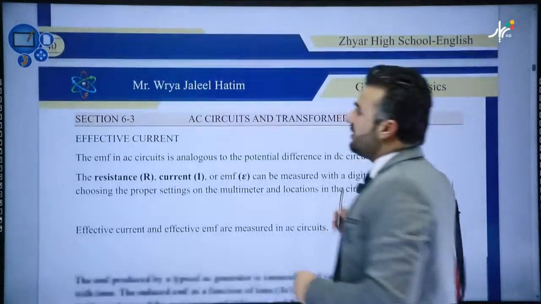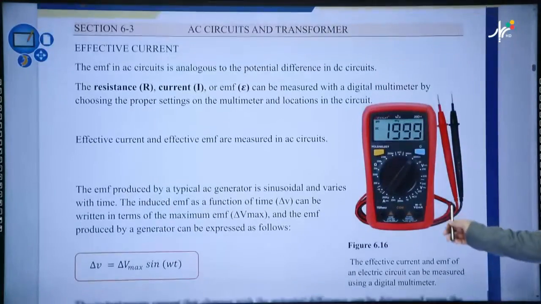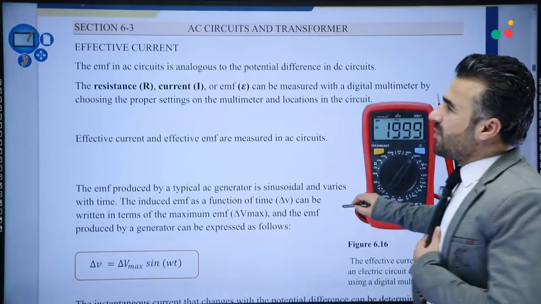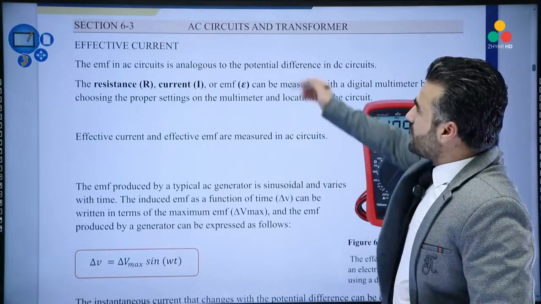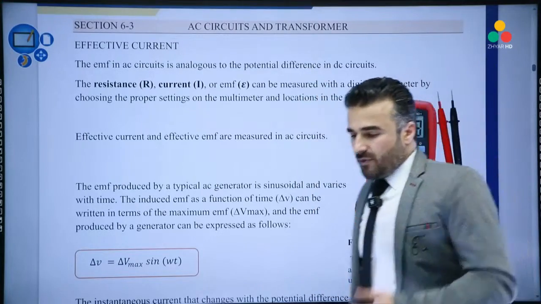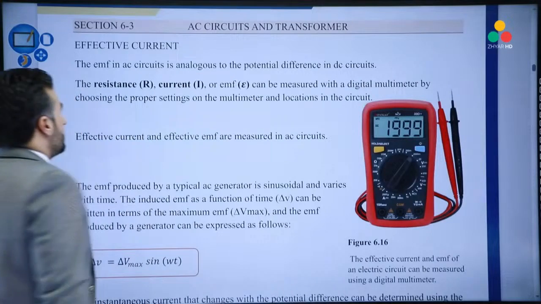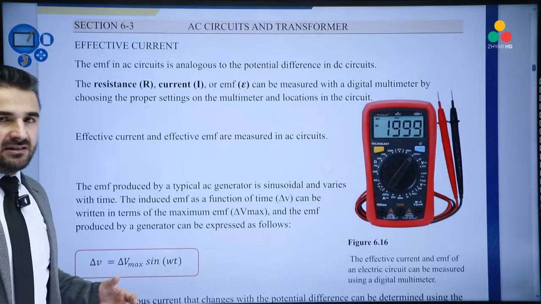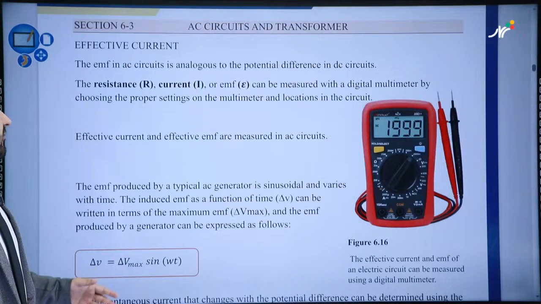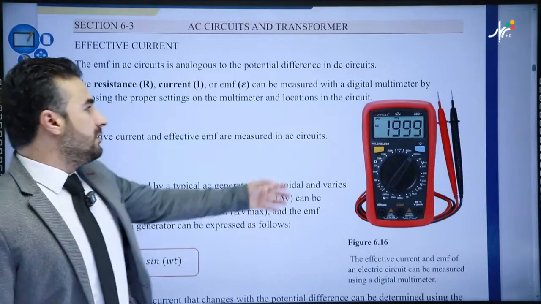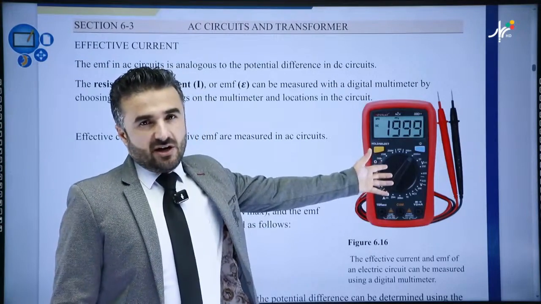Now let's start with a new concept here, and that is 6.3. We're going to talk about AC circuits and transformers. But before we start with this one, of course, we're going to start with the effective current. Now, before talking about effective current, perhaps you are familiar with this device right here.